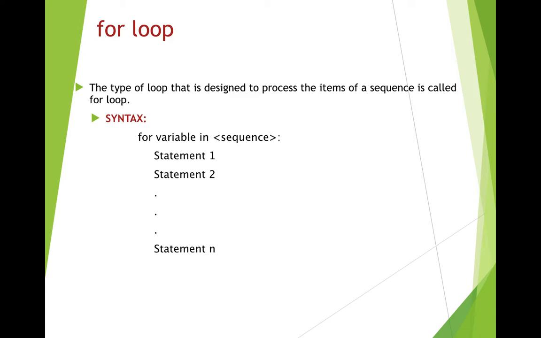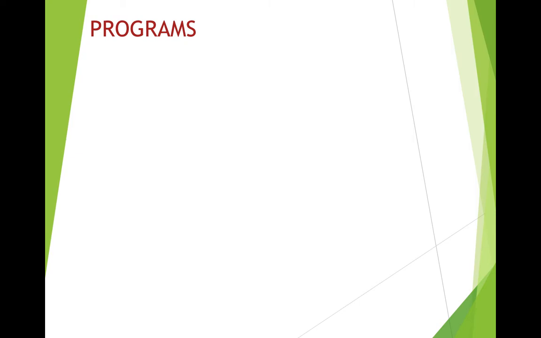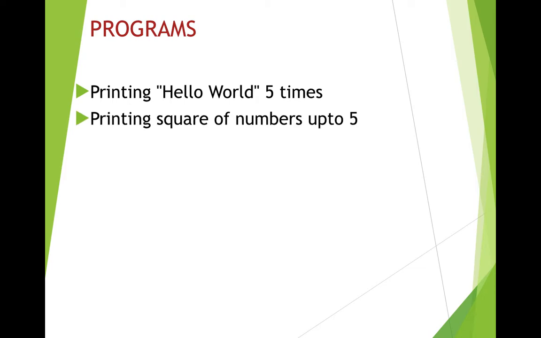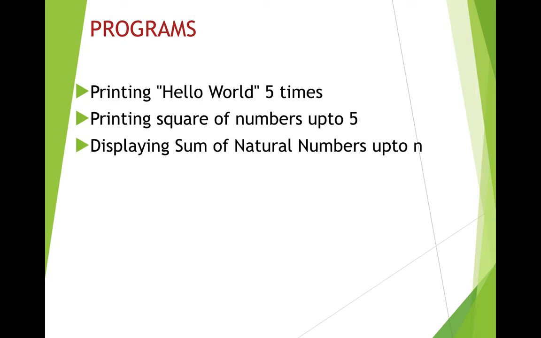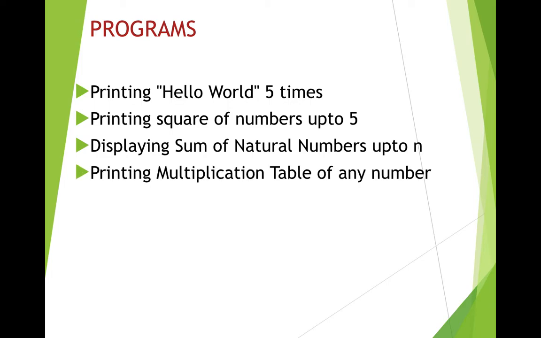Now, for understanding the applications of the for loop better, we are going to see a few examples. Let us go through these examples. The programs that we are going to discuss are printing hello world 5 times, where hello world means any message printed 5 times with the help of a for loop. Then we'll be printing the squares of numbers up to 5, displaying the sum of natural numbers up to n, and finally printing the multiplication table of a number. So let's implement these programs one by one.